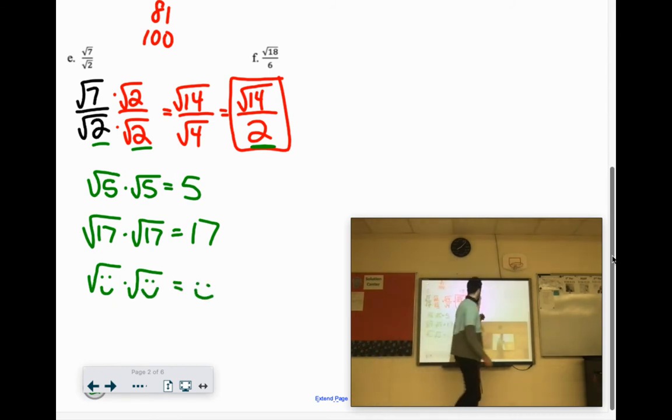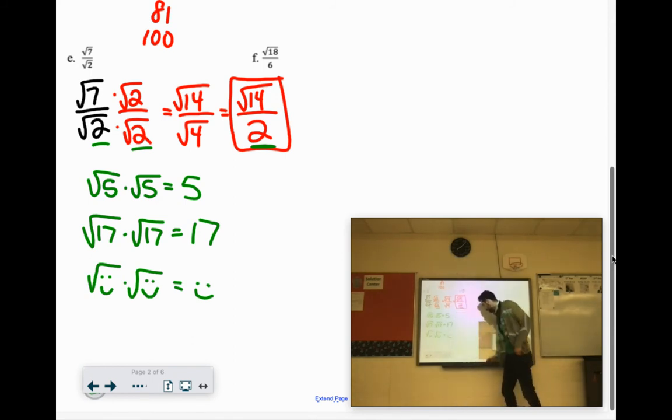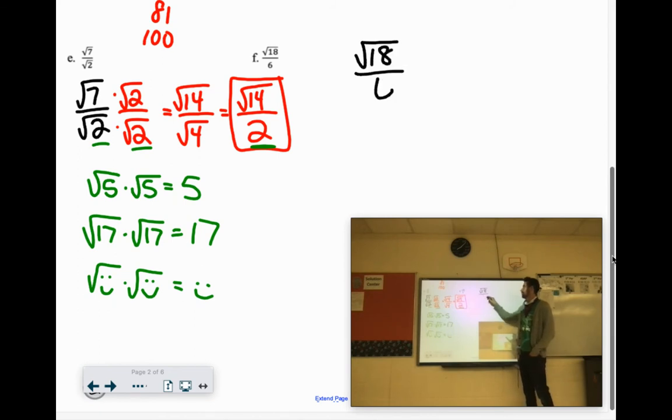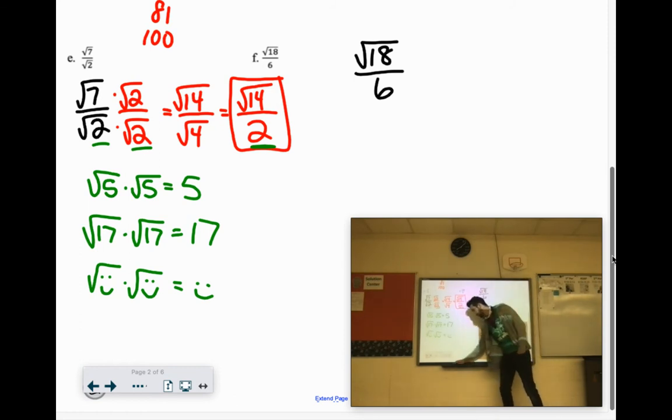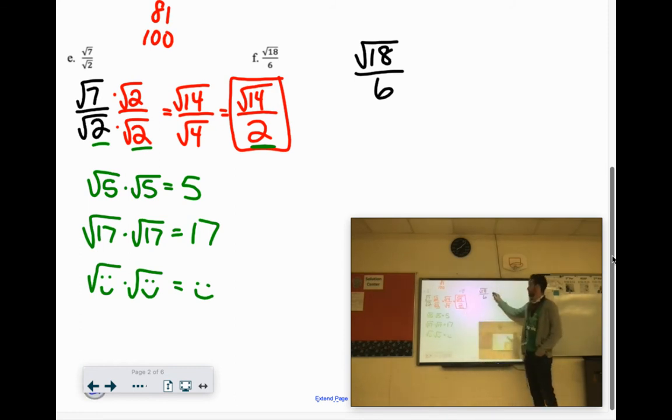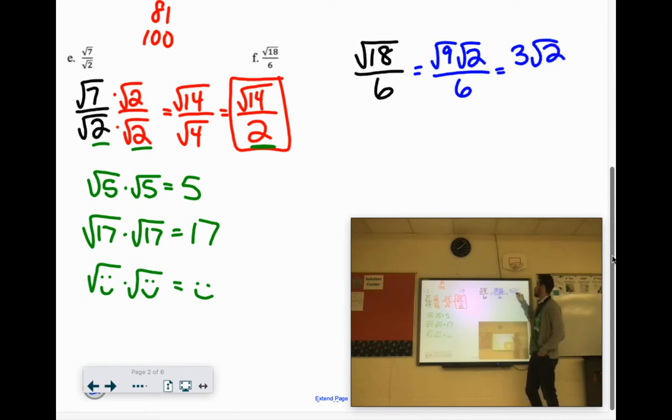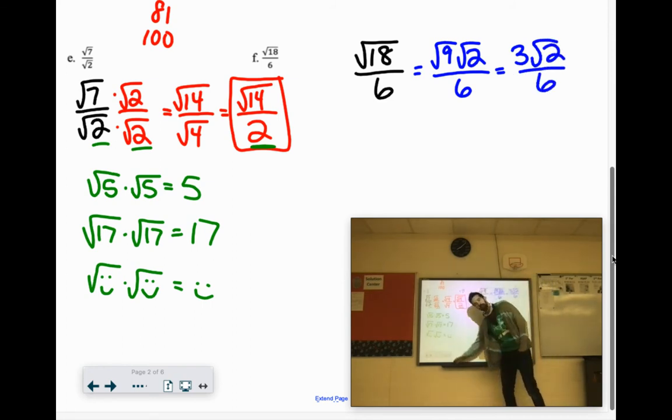That's fun. So let's look at this one, root 18 over 6. Now this one doesn't even have a radical in the denominator, so we don't even need to worry about that. But 18 has a perfect square. It's 9 times 2. So we'd make it root 9 times root 2 over 6. The square root of 9 is 3, so we have 3 root 2 over 6. No more perfect squares, so there's one other thing you've got to check for.